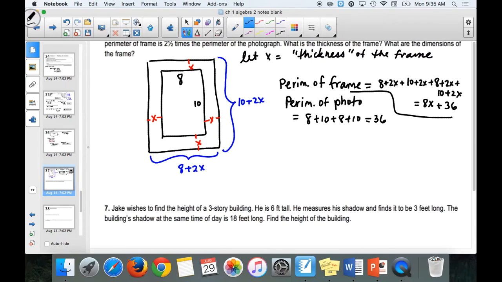So we know that the perimeter of the frame, so this 8x plus 36, is, so in math "is" means equals. Could you have just done the perimeter of the photo and then known to add the 8? Okay. So the perimeter of the frame is going to be 8x plus 36, and it says it is 2.5 times the perimeter of the photograph. So we're going to do 2.5 times 36. So that's our equation.